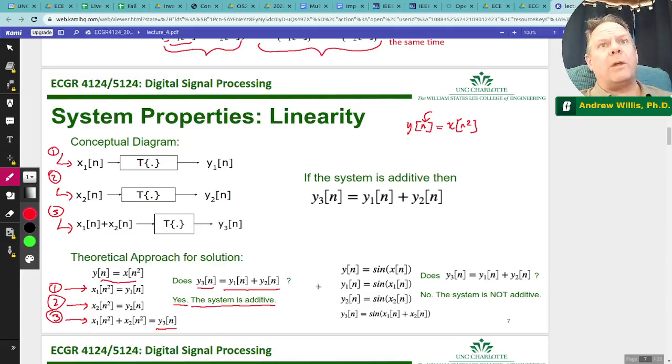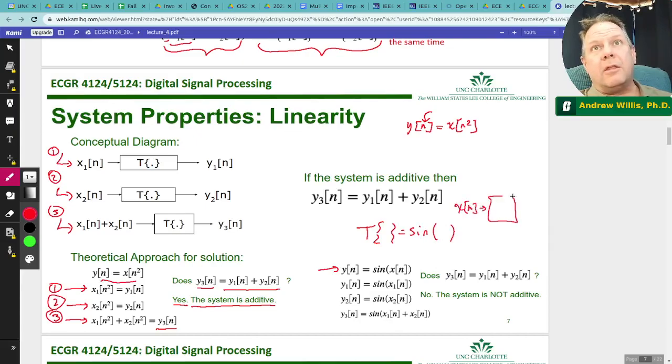Here's an example where we show it's not linear. We have this system, y of n is equal to the sine of x of n. So the system here, the T in this case, is equal to the sine function, right? And so x of n is going in, and then the sine is taken of the value of x of n, and it generates a new value, y of n. If we were to look at it like a block diagram, that's kind of how it looks. When we write it as an equation, it looks like this.